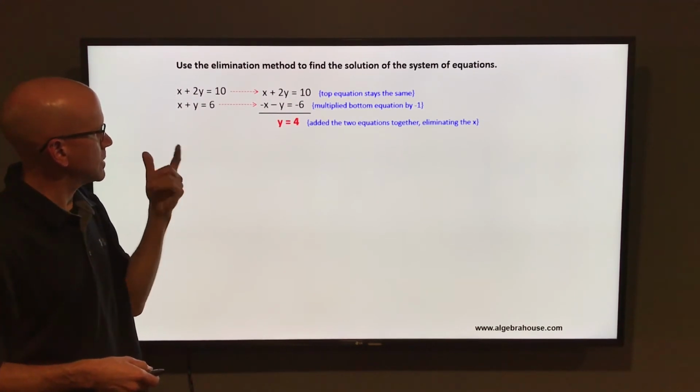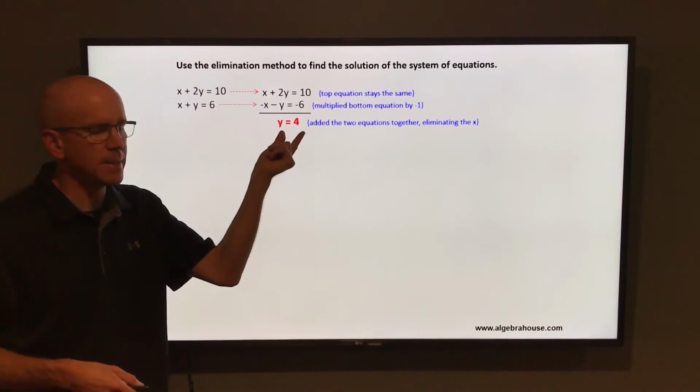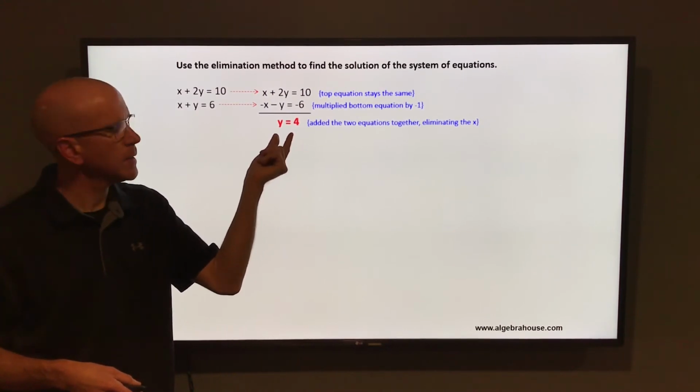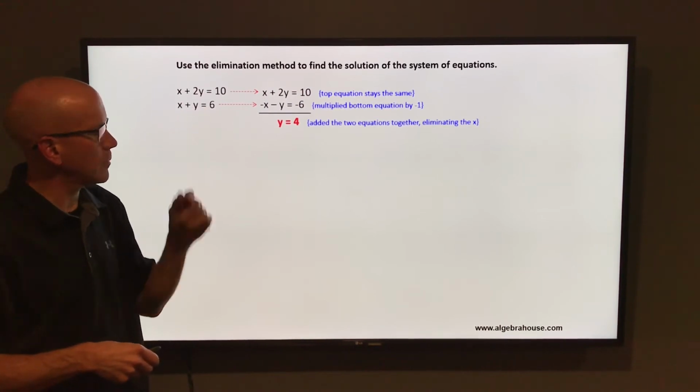Now I told you at the beginning, you could subtract those. X minus x, then cancel. 2y minus y, that would be y. 10 minus 6 is 4. Same thing you get right here, y equals 4. So you can subtract these from the beginning and get one of the variables to cancel.